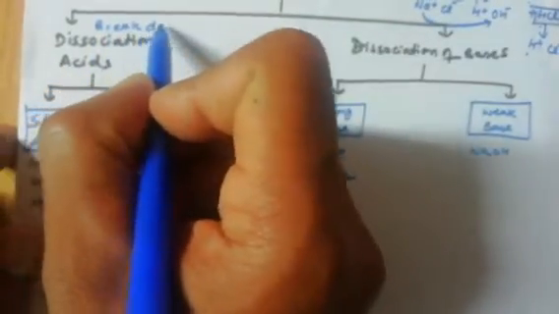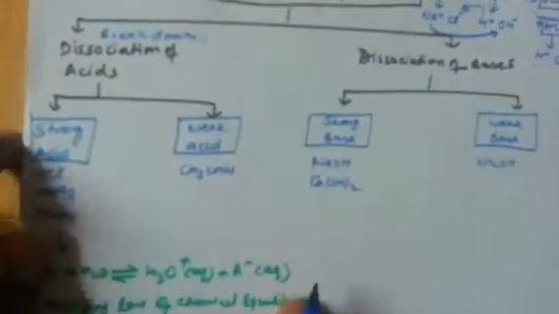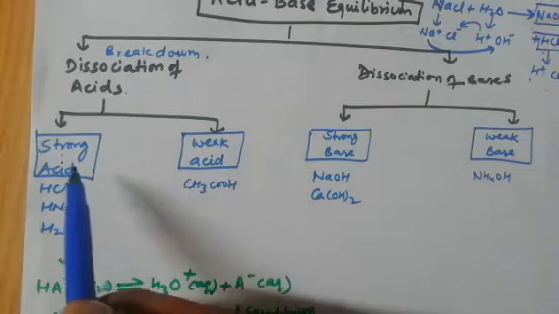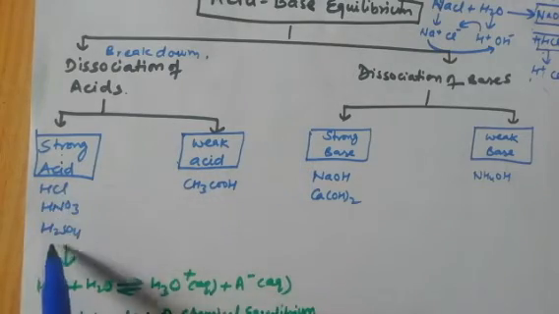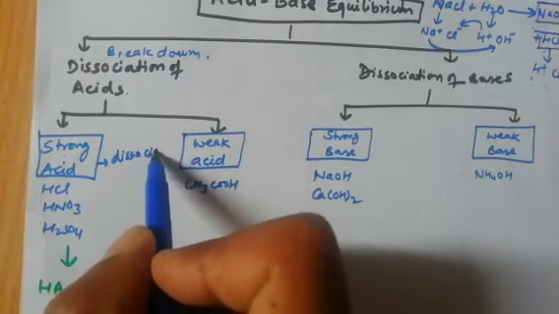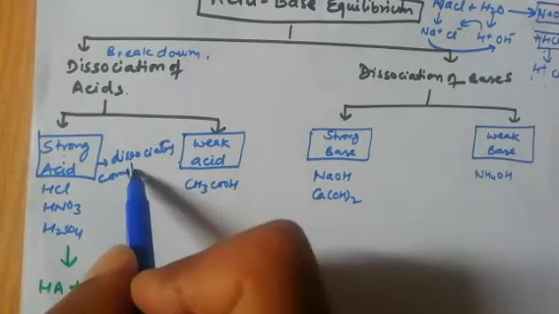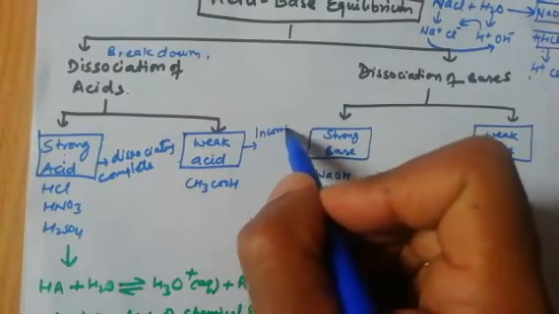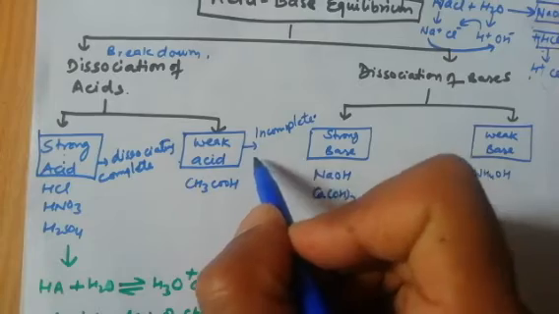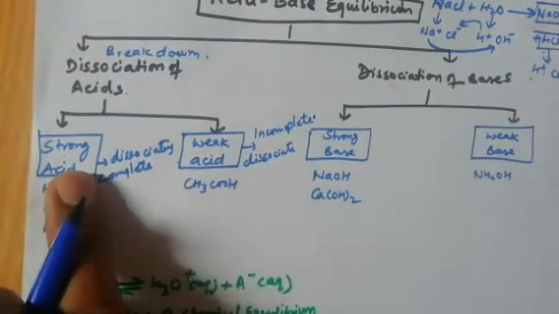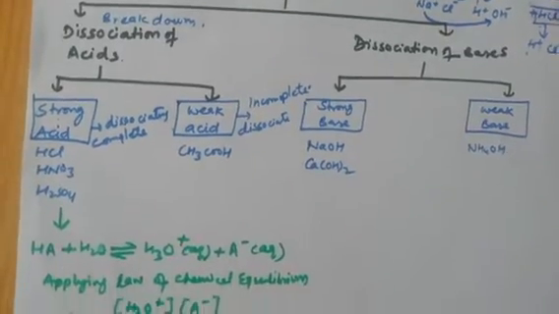So what does the word dissociation mean? Dissociation means breakdown. It is the breaking down of acid. There are two types of acid: strong acid and weak acid. These are strong acids, these are weak acids. Strong acids dissociate completely. That's why they are strong. Whereas weak acids undergo incomplete dissociation. The breakdown is incomplete, which is why these are weak acids. For a strong acid, a lot of H+ will be released.